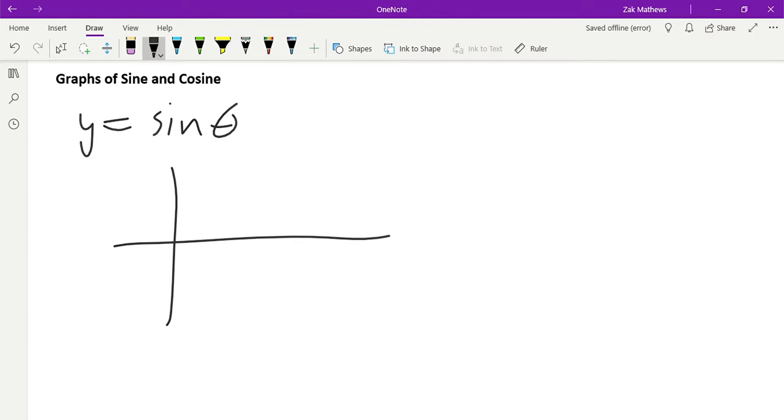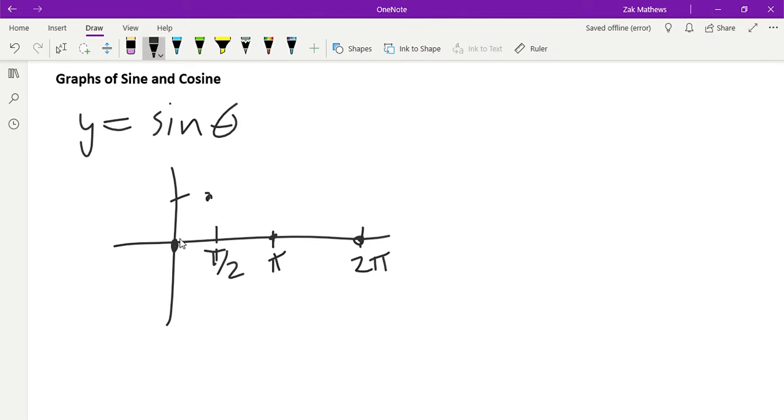I'm going to rely on the ones that give me exact values. So there's a few I know very easily. Sine of 0 is equal to 0, so I get that point right there. I know sine of pi is equal to 0. I know sine of 2 pi also equal to 0. I know that at pi over 2, I get the whole value of 1.